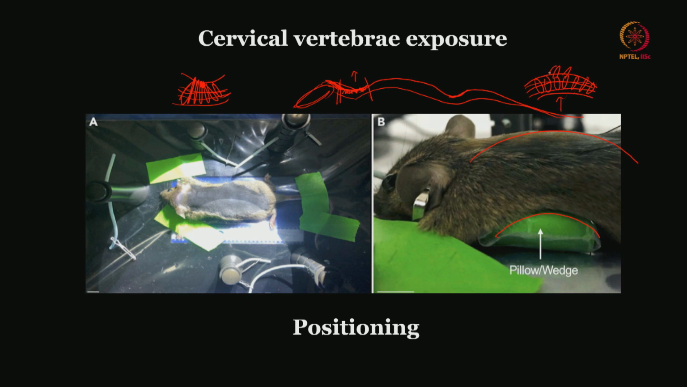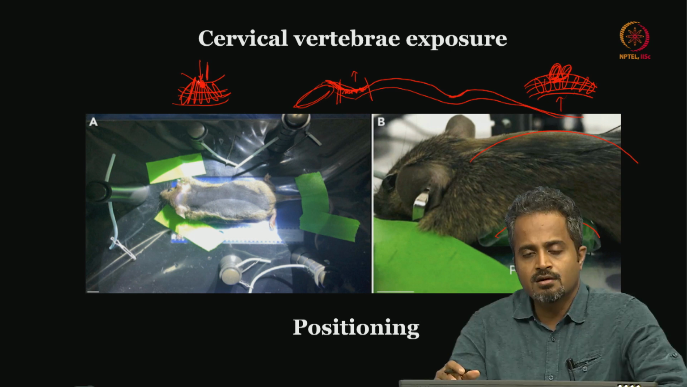Not only that, you can even pass your instrument, ronger or drill, easily and remove the spinous process and lamina and expose the spinal cord. For example, if you want to use the drill here or use the bone ronger, you really do not have an edge of the bone to handle otherwise, and that is the whole importance of this positioning.